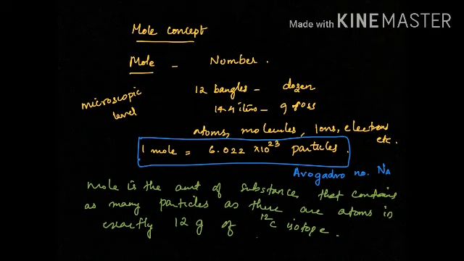That means 1 mole is equal to this many particles, right? 6.022 into 10 raised to 23 particles. From where are we getting it? In 12 gram of carbon 12 isotope, how many carbon atoms are there? That is what it is, 6.022 into 10 raised to 23 particles.